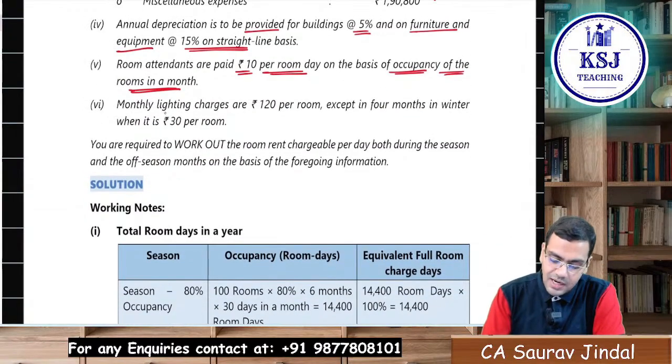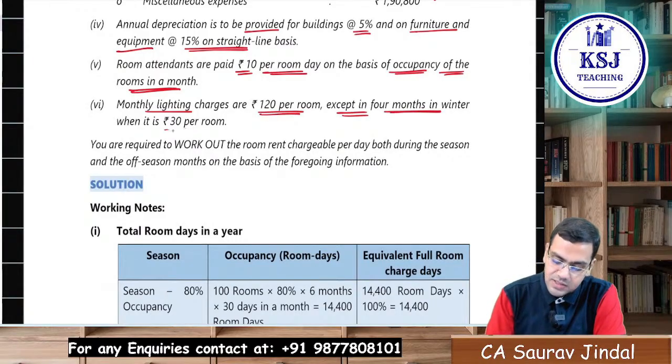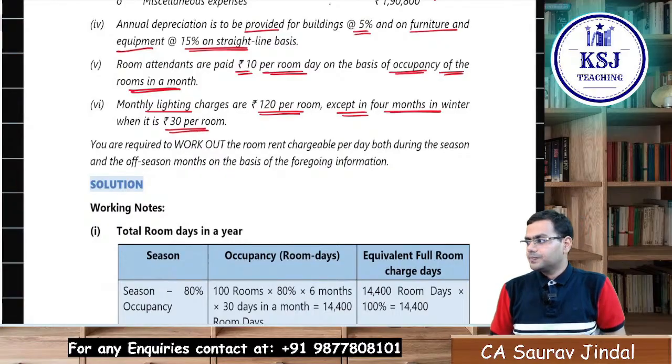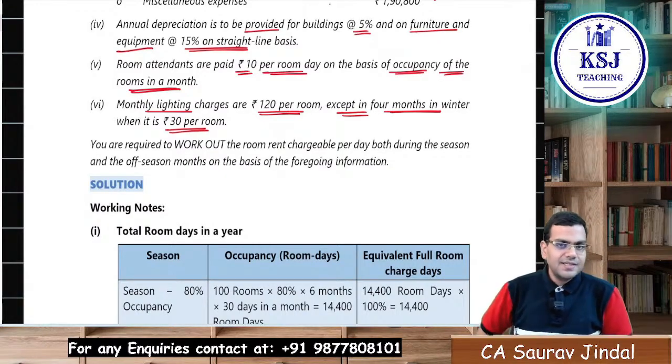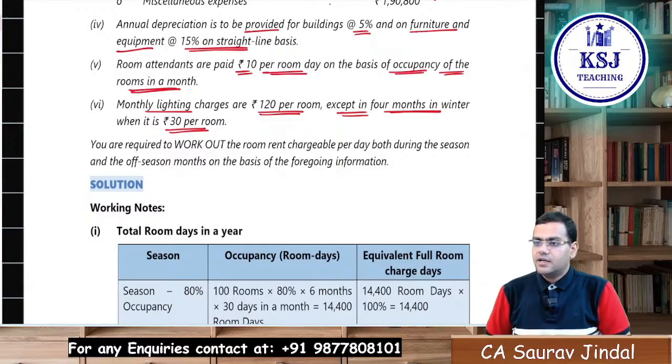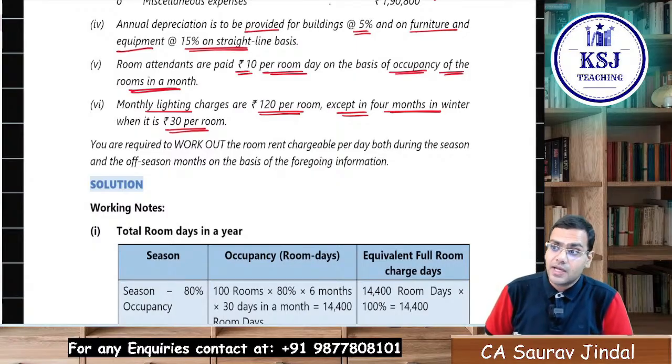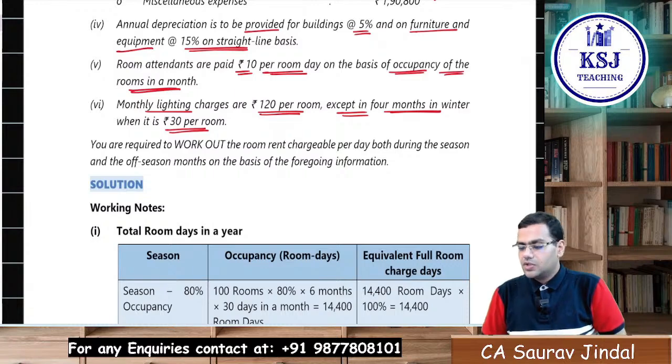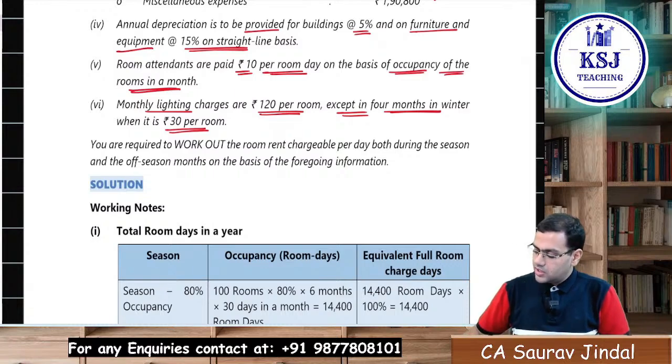Now monthly lighting charges are rupees 120 per room, except in the 4 months in winter when it is 30 per room. Now tell me, if there is a hill station, whether the winter time will be a season time or an off season time. Tell me that. Sir, you will go to the hill station in winters or in summers?